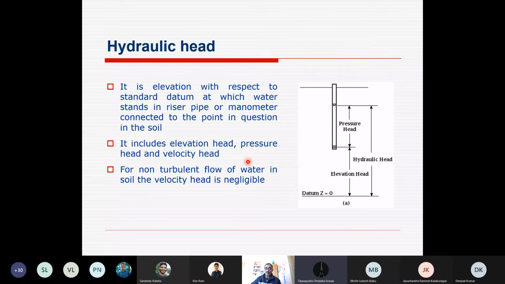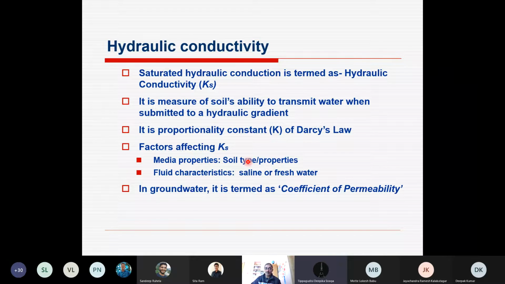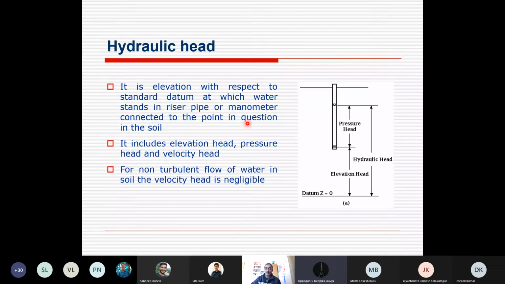Now, here you have seen hydraulic gradient. What is hydraulic gradient? It's important to know first hydraulic head. I know that you have already learned in your soil technology, but let me refresh you. Hydraulic head is elevation with respect to a standard datum. Datum means reference line or reference point, you can say, at which water stands in soil.